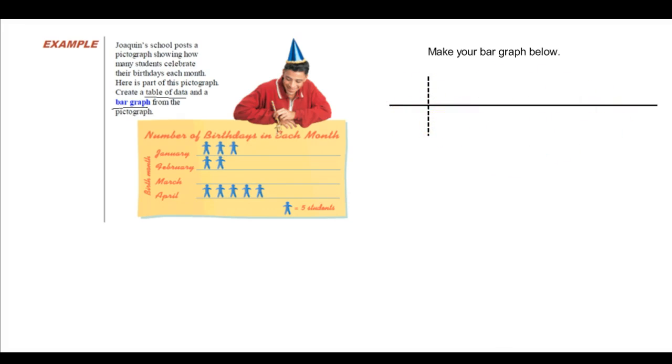So what I'm going to do is, on this side, put month, and underneath I'm going to write number of students. So it's actually going to be number of students, not just students. That way I know it's a number. It's not like student 1, student 2.